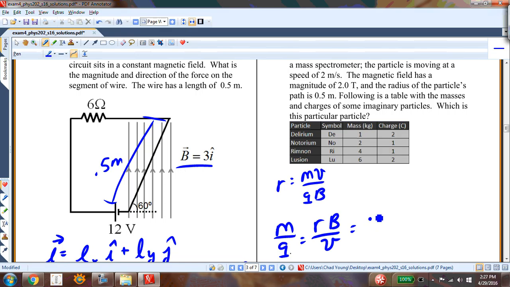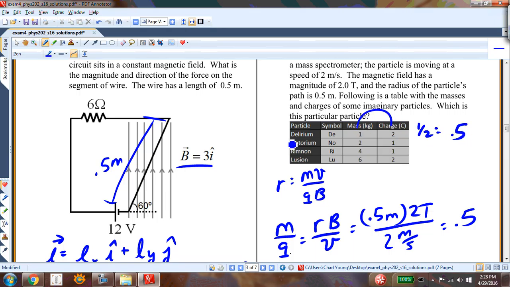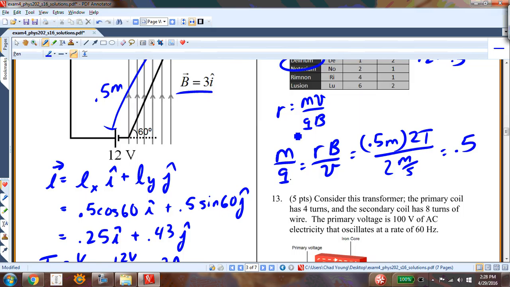That's going to be 0.5 meters, 2 Tesla, 2 meters per second. That's 0.5. So the mass to charge ratio is 0.5, and I go through and look for which of these does the mass over this, that's 1 divided by 2, equal 0.5, so it is this particle, deuterium.